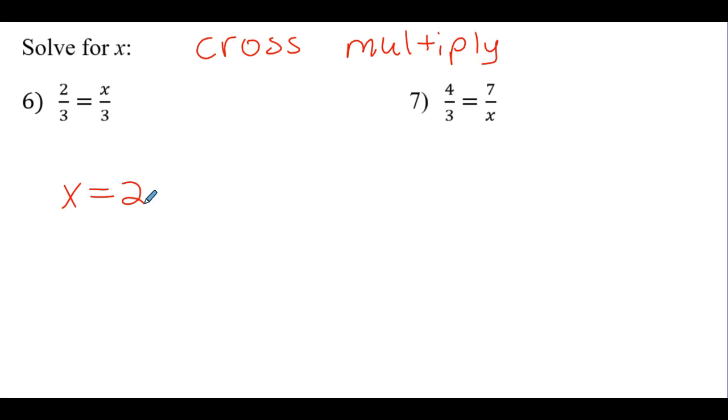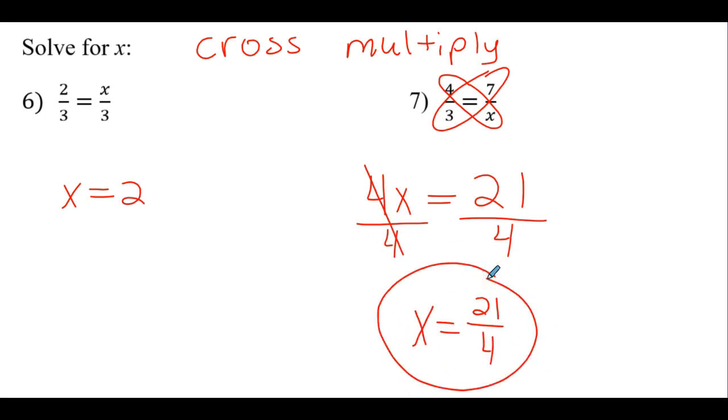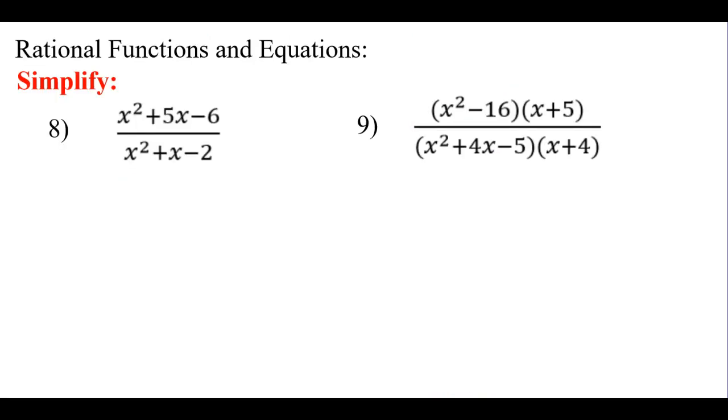So what I would do here is we cross multiply. So 4 times x is 4x equals, and then we cross multiply the other way. That will give us 21. Divide both sides by 4, and our answer is 21/4. So all of that was basic review. Now we're just going to apply that to a few problems, and that's all we're going to do with our rational functions. We'll be done with rational functions, okay?